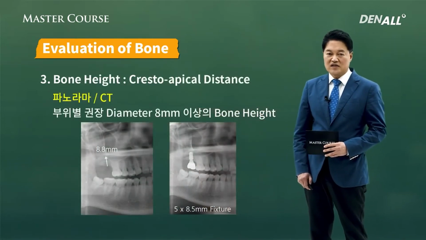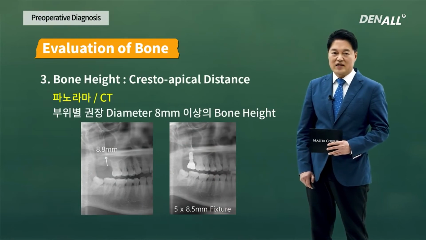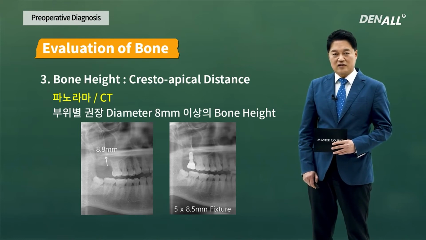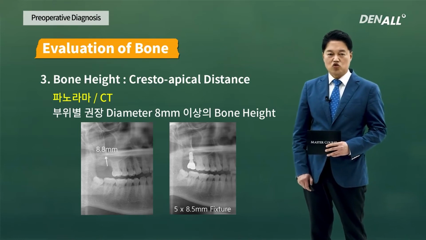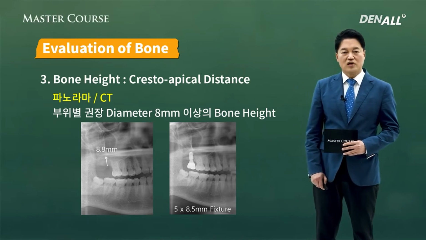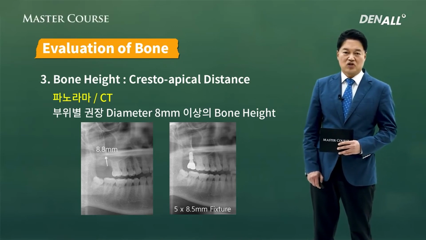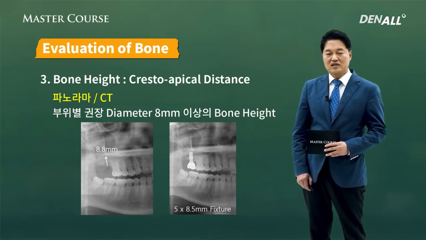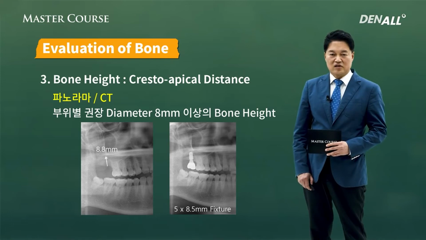Last, bone height, crestoapical distance. It is very important when we choose the length of the implant to be placed. On the panoramic image, you evaluate it. If necessary, take a CT again and assess bone height once again and choose the implant length that is necessary.